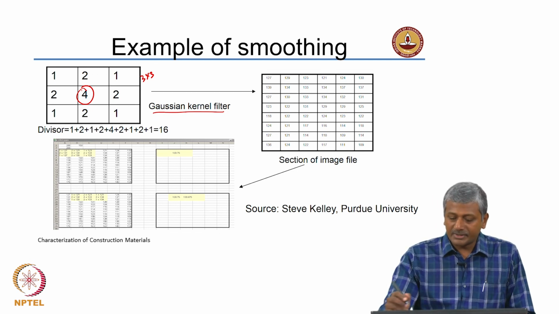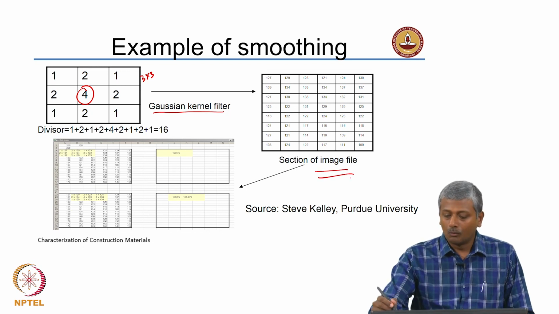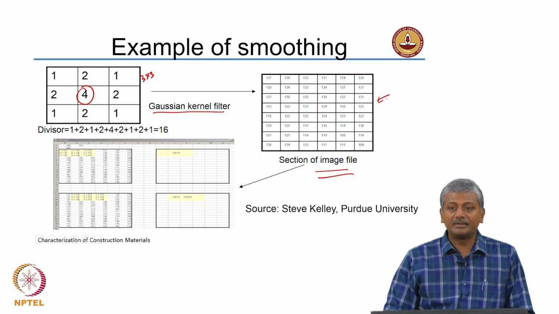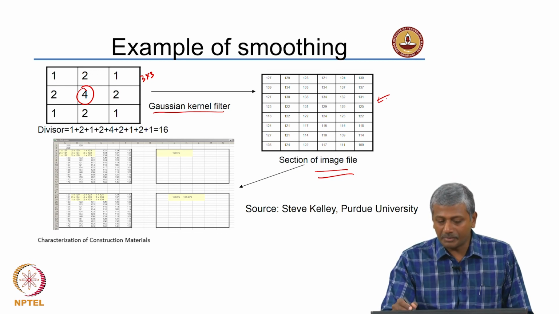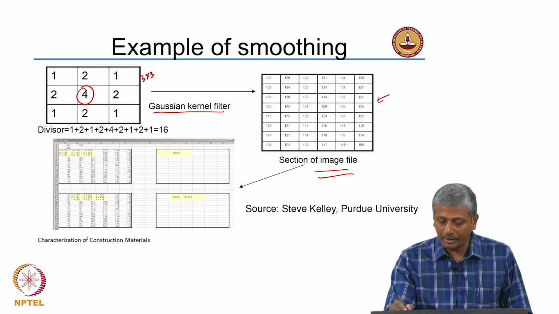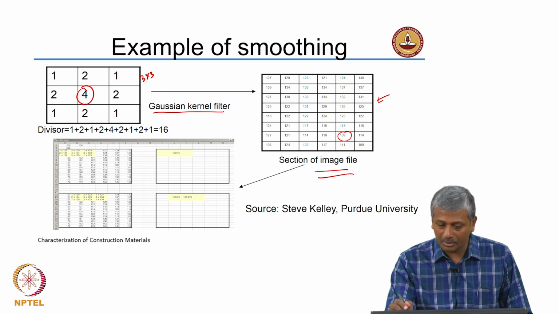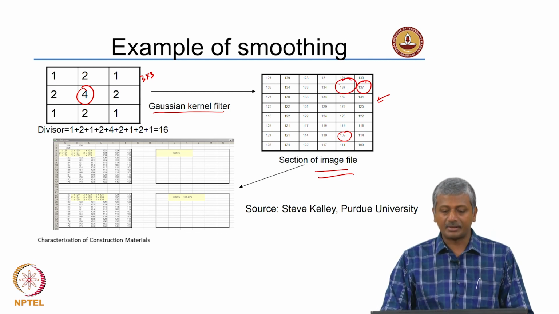Now, this is the example of an image file section. A part of the image file is given here. What do these numbers represent again in the image file? The gray level at every pixel. For example, here you can see that the gray levels are generally varying between about 109, which seems to be the lowest, and 137, which is the highest.